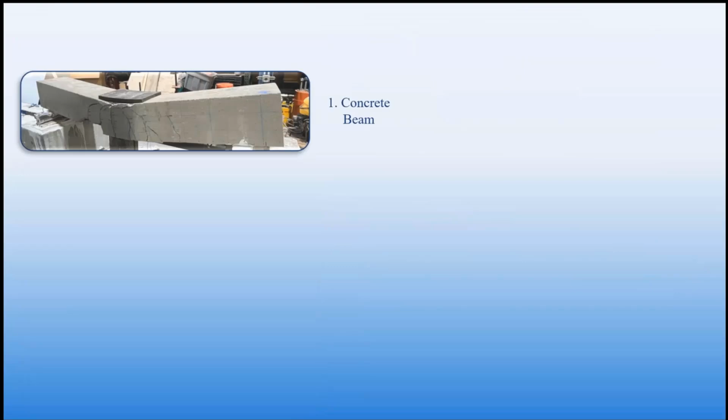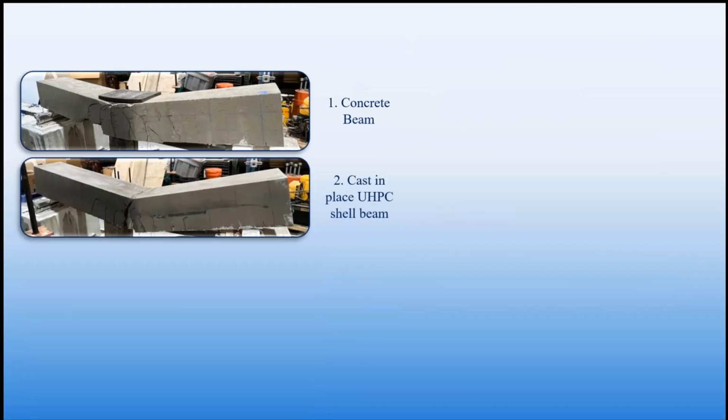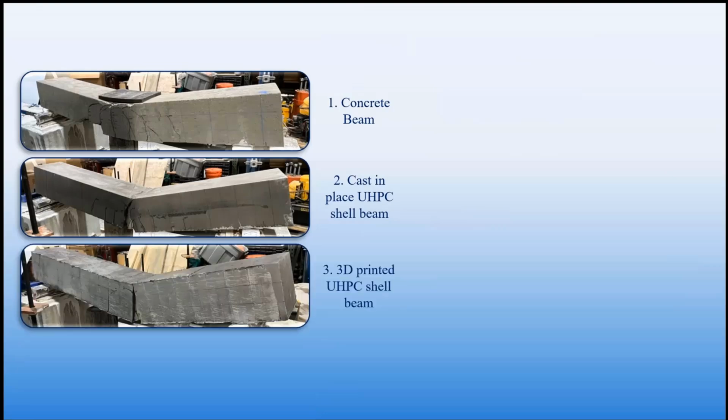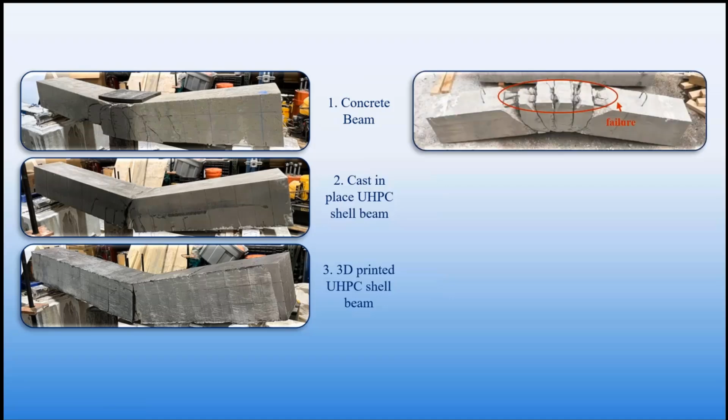Let me show you just a picture. This is a concrete beam. This is the cast in place UHPC. This is the 3D printed one. You can see over here, actually, on the shell, there was a slippage at the very high displacement level. There is a slippage.